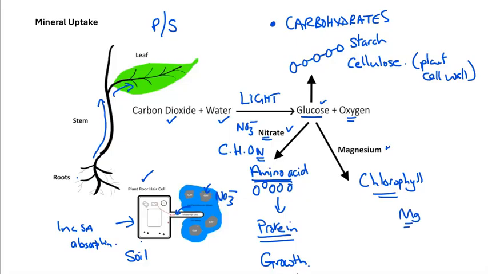The magnesium is also taken up by root hair cells from soil, transported from the root up through the stem, and then out to particularly the palisade cells in the palisade mesophyll layer, where it uses this to manufacture chlorophyll so that the plant can continue to absorb light in the process of photosynthesis.